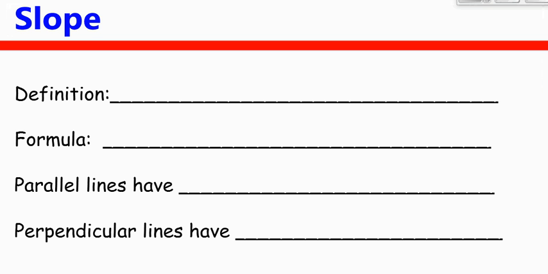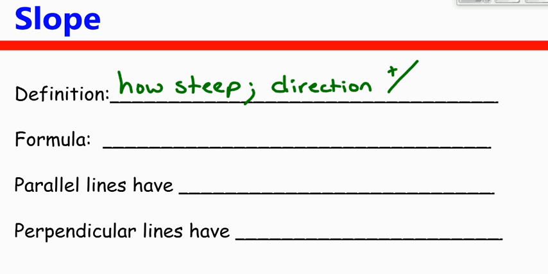All right, definition of slope. Slope tells me the steepness of a line. So it tells me how steep. It also tells me direction. So is it positive, is it negative, is it zero, or is it undefined?